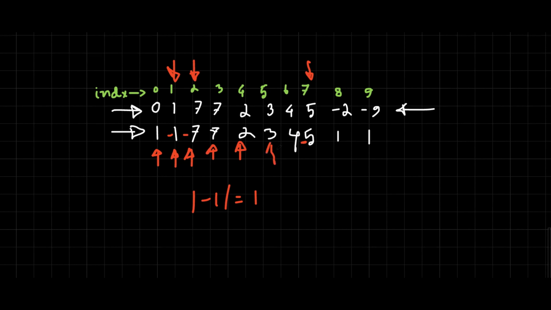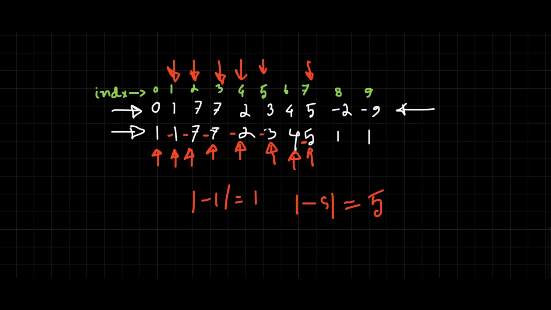Now we are at element 3. So we have to make the index number 3 negative. So 7 will become minus 7. Now we are at this element 4. So we have to make the index position of element 4 negative. So 2 will become minus 2. Now we are at this minus 5. So absolute value of minus 5 will be 5. So here we have to make the element presented in the 5th index negative.